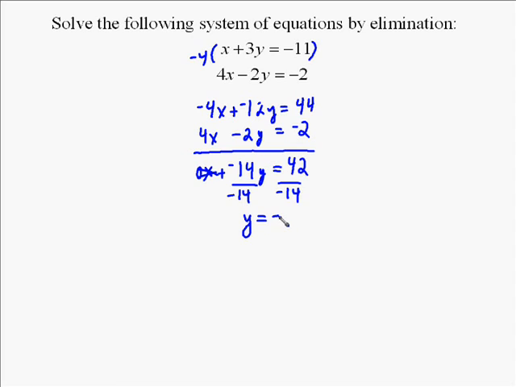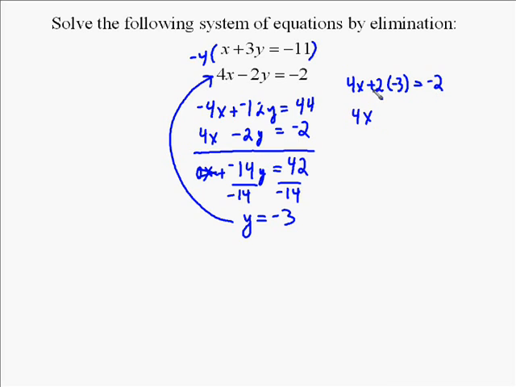Once we have y equals -3, we go back into one of the two original equations. It doesn't matter which one we do. We'll choose the second one this time, and we plug in -3 for y. So 4x minus 2 times -3 equals -2. And we're going to solve for x.